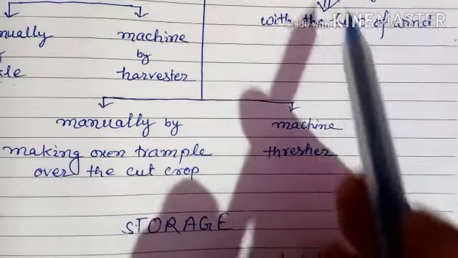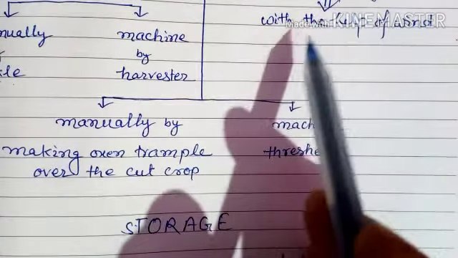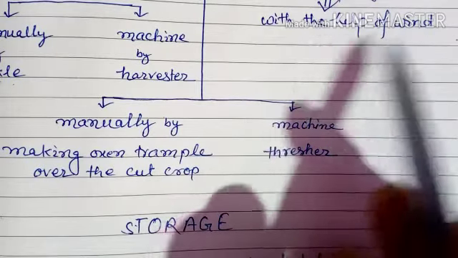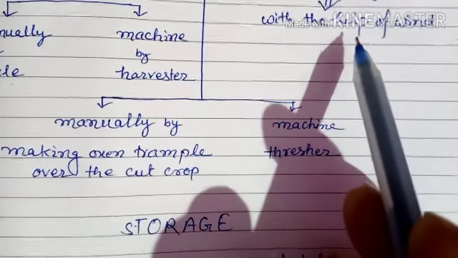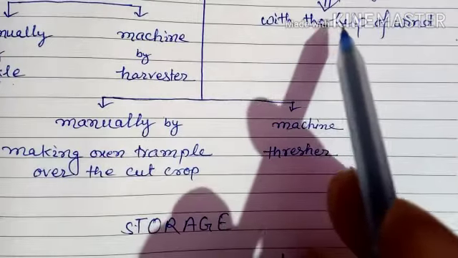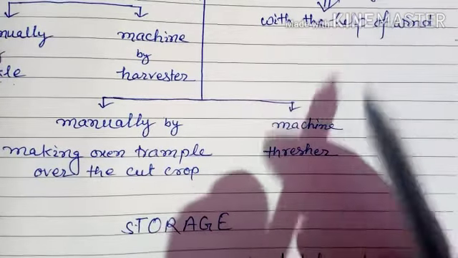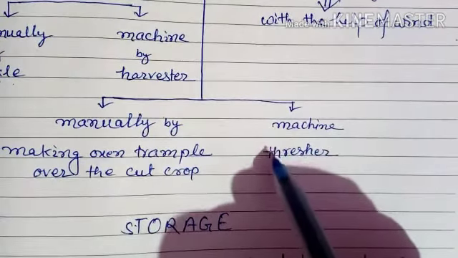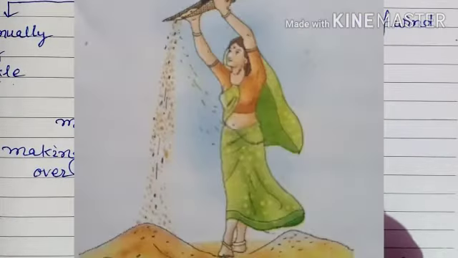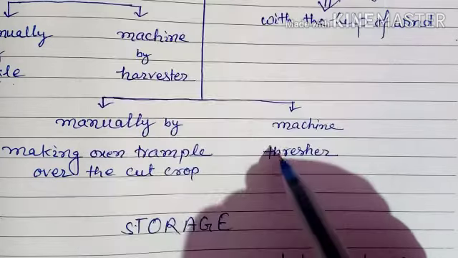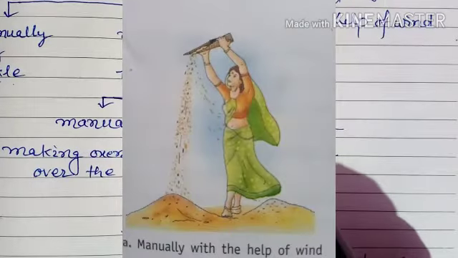And next is winnowing. Winnowing is done with the help of wind, and it is done just after threshing. The grains have to be separated from the chaff, and this can be done manually with the help of the wind, and is called winnowing.